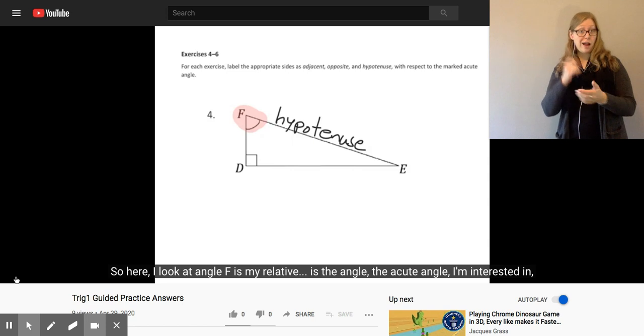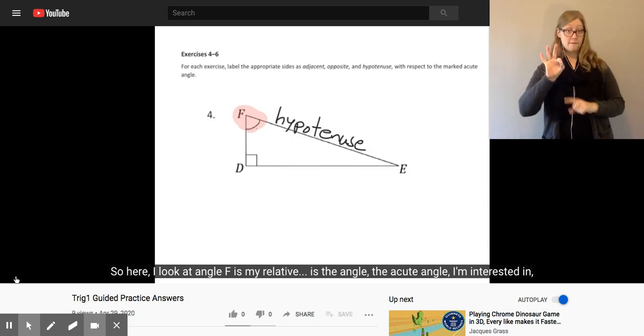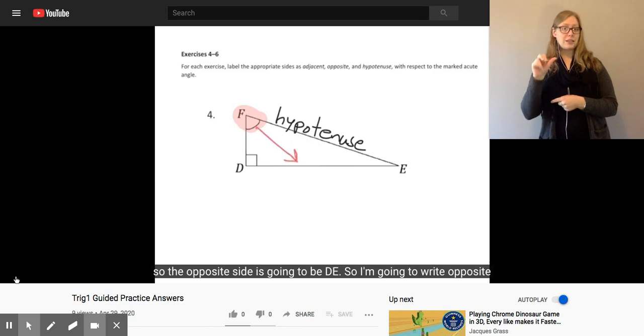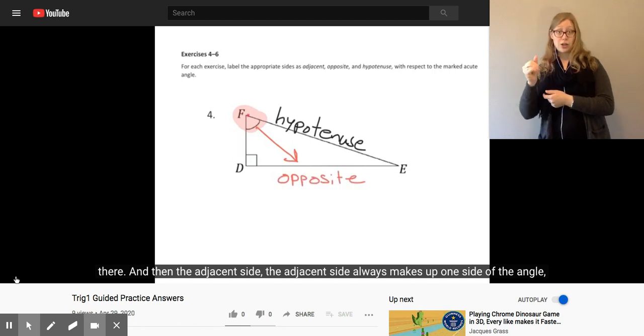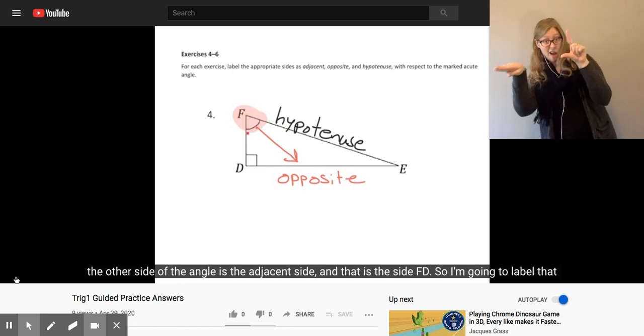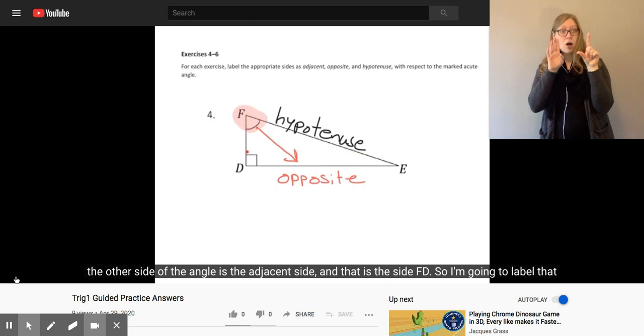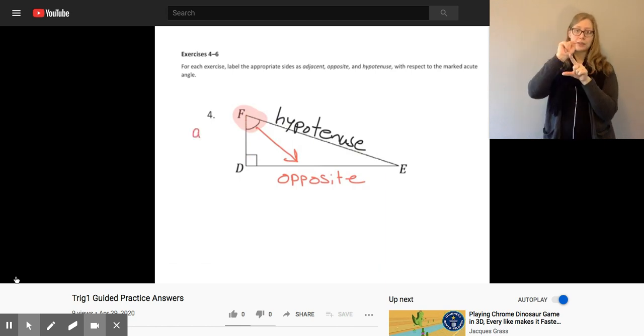So here I look at angle F, the acute angle I'm interested in. So the opposite side is going to be DE. So I'm going to write opposite there. And then the adjacent side always makes up one side of the angle. So one side is made up of the hypotenuse. The other side of the angle is the adjacent side, and that is the side FD. So I'm going to label that adjacent.